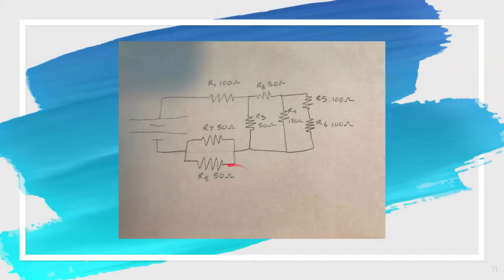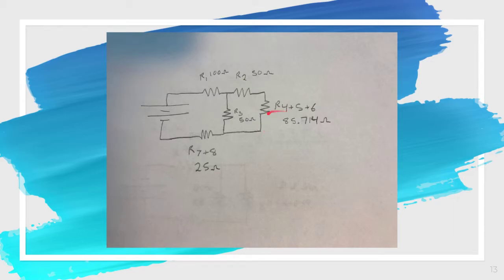So you have 8 resistors in this circuit, and the first thing I did was I combined resistors 7 and 8 to get 25 because they're in parallel. So 50 and 50 to the negative first, and that answer to the negative first would be 25. And I combined 5 and 6, which you just simply add: 100 plus 100 is equal to 200. So the new circuit looks something like this.